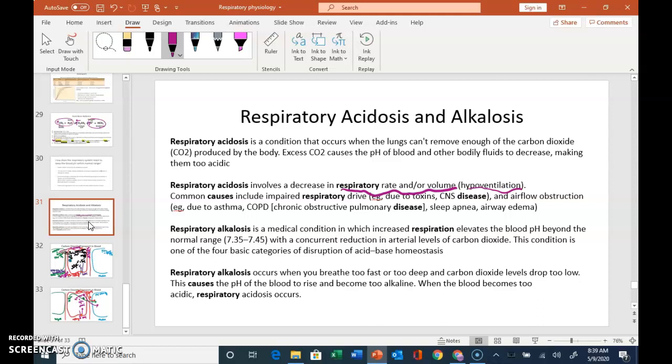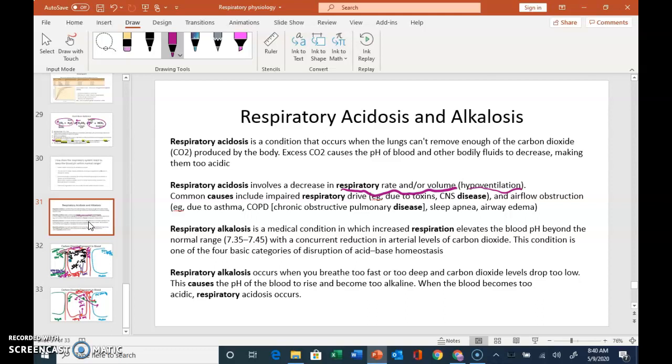Respiratory alkalosis, on the other hand, is a medical condition in which you have increased respiratory rate. So you are breathing faster than normal and deeper than normal. And it elevates the blood pH beyond the normal range. So you are more than 7.45 at this point. And the arterial levels of carbon dioxide are decreased. And this condition is one of the 4 basic categories of disruption of acid-base homeostasis. So obviously the homeostasis is compromised at that point.